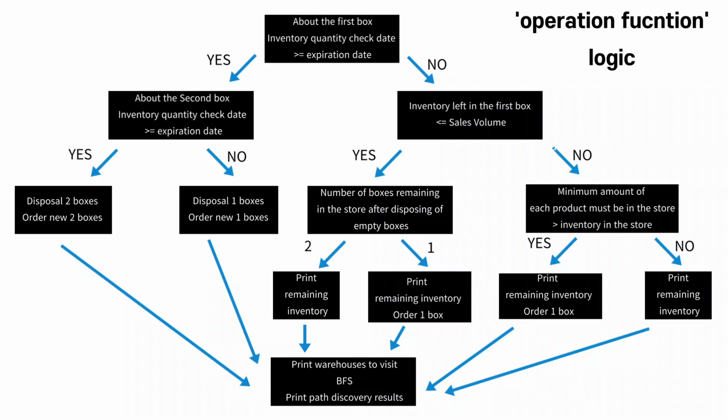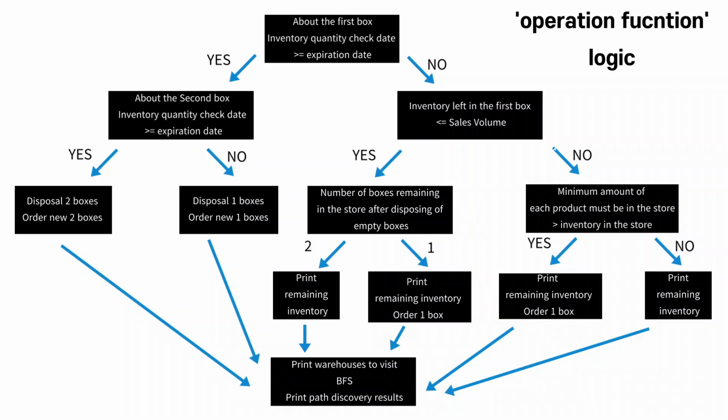Next, I express the process of deriving the results according to the remaining inventory and expiration date in the store in logic. Check if the expiration date has expired for the first box. If it's past the expiration date, check the second box as well. If both boxes are past their sell-by date, dispose of the remaining inventory in both boxes and take 2 new boxes from the warehouse. If the second box is not expired, discard only the remaining inventory of the first box and bring 1 box from the warehouse.